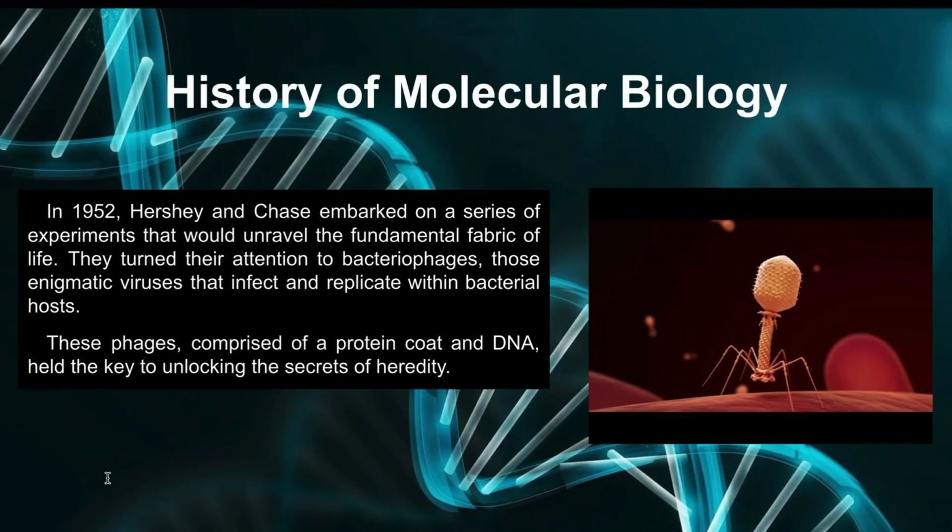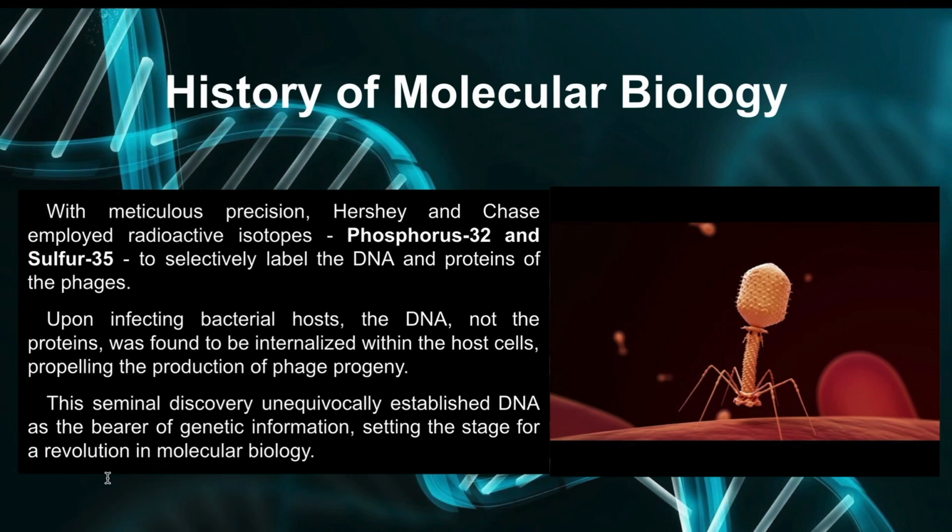In 1952, Hershey and Chase embarked on a series of experiments that would unravel the fundamental fabric of life. They turned their attention to bacteriophages, those enigmatic viruses that infect and replicate within bacterial hosts. These phages, comprised of a protein coat and DNA, held the key to unlocking the secrets of heredity. With meticulous precision, Hershey and Chase employed radioactive isotopes, namely phosphorus-32 and sulfur-35, to selectively label the DNA and proteins of the phages.